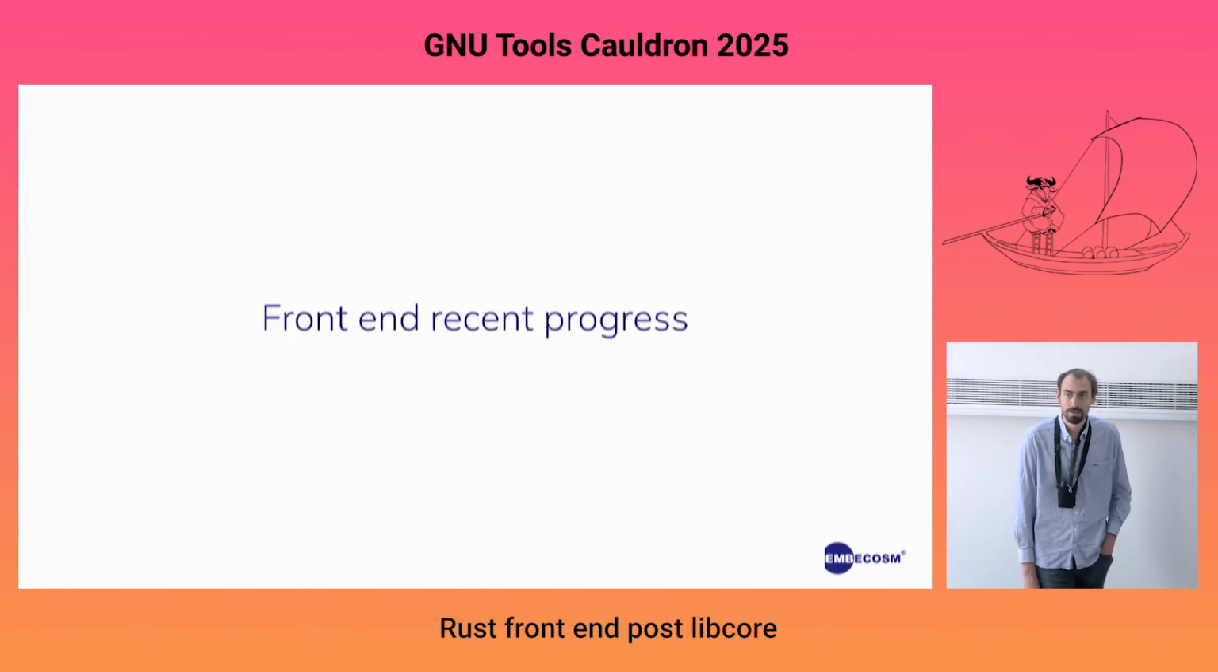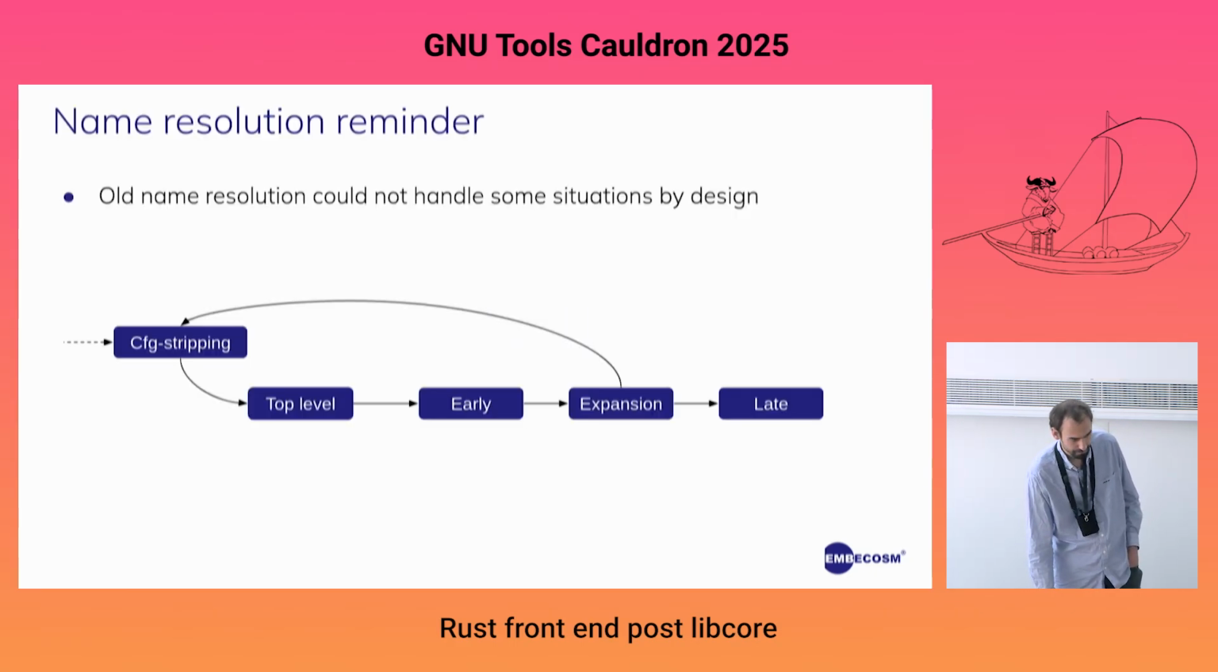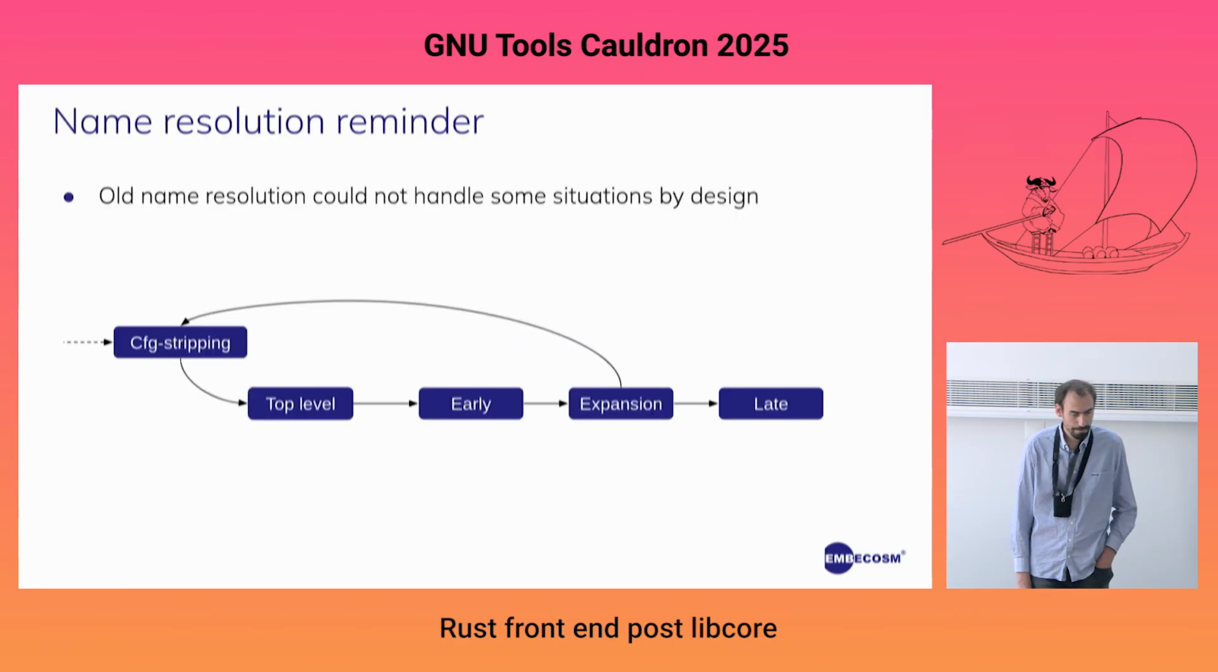Okay, now we'll get to recent progress in the frontend. This one is kind of old, because if you remember correctly, last GNU Cauldron, I already talked about the name resolution, and how the old name resolution could not handle some situations by design. Basically, the old name resolution was one pass, and thus could not name resolve some identifiers after macro expansion and such.